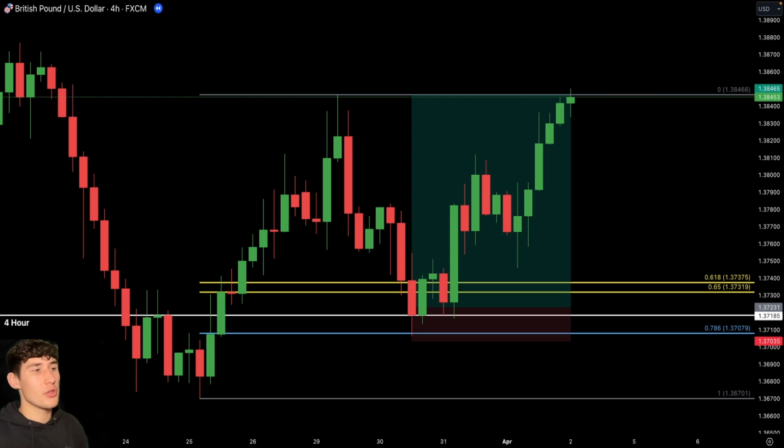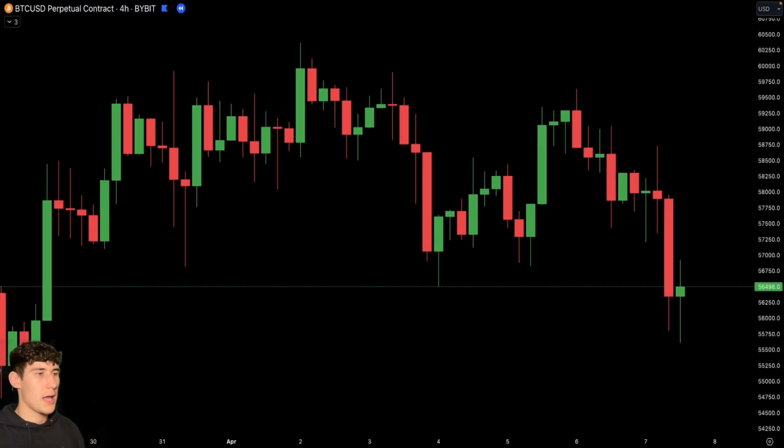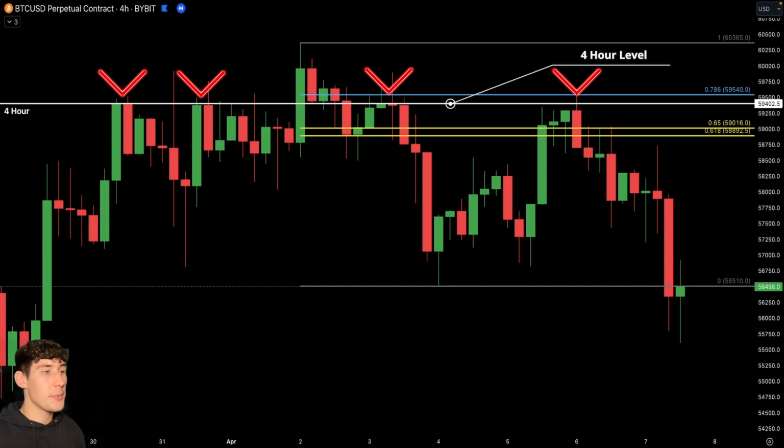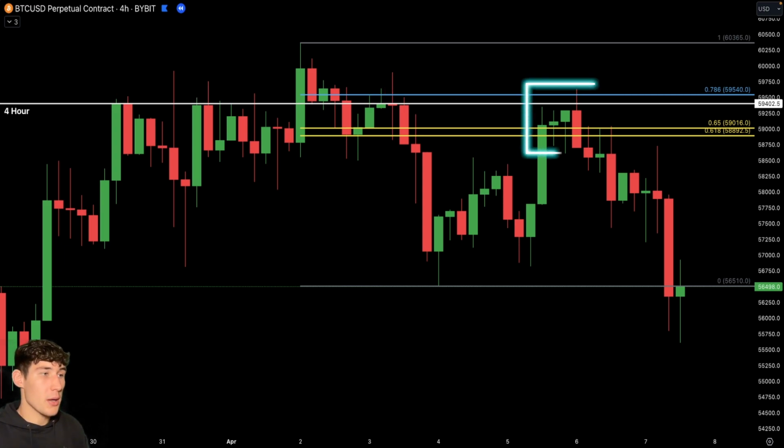Now, let me show you one final example. Examining the Bitcoin USD chart on the 4-hour time frame, the key question arises: why did the price come to a halt precisely at this level? Initially, we identify this as a 4-hour level that previously functioned as resistance, prompting us to mark it on the chart. Subsequently, applying the Fibonacci retracement tool from the high to the low points, a noticeable confluence emerges between the golden pocket and the 0.786 with the 4-hour level, establishing it as a strong resistance region.